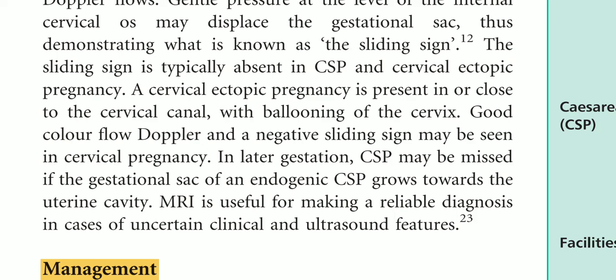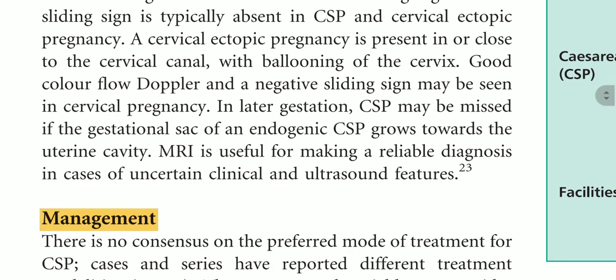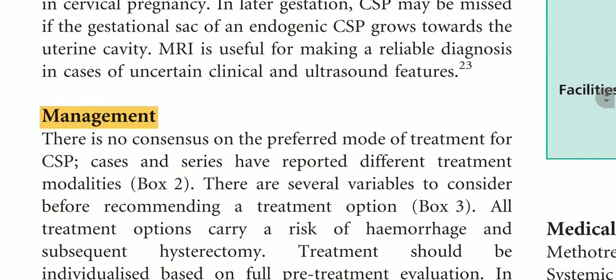In later gestation, cesarean scar pregnancy may be missed if the gestational sac of an endogenic cesarean scar pregnancy grows towards the uterine cavity. MRI is useful for making a reliable diagnosis in cases of uncertain clinical and ultrasound features.